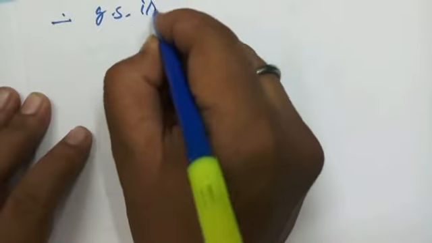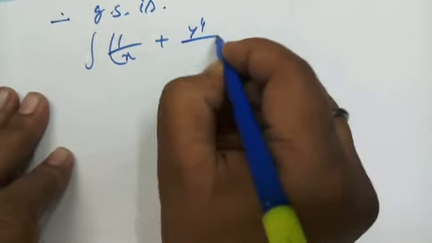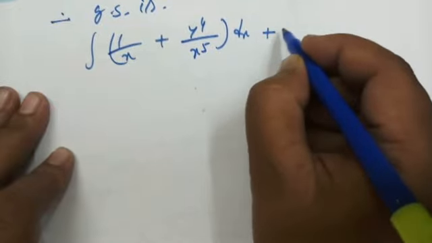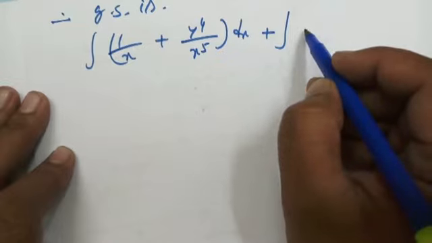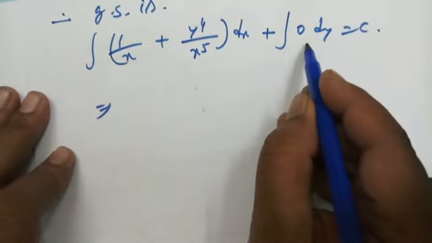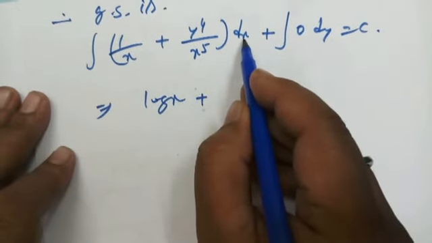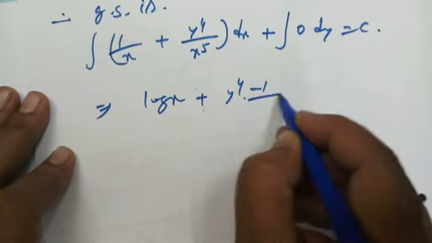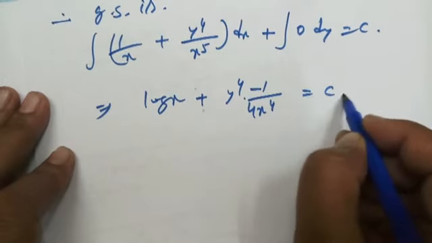Therefore the general solution is the integral of 1 upon x plus 1 upon y to the power 4 by x to the power 5 dx, plus terms of n not containing x. But here, the terms of n not containing x is 0. So this is constant, this is log x, plus the integration with respect to x, treating y as constant, is minus 1 upon 4x power 4, and this is constant, so total is a constant.